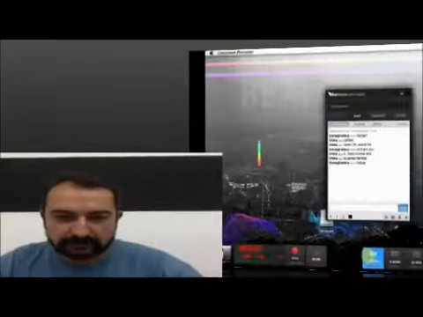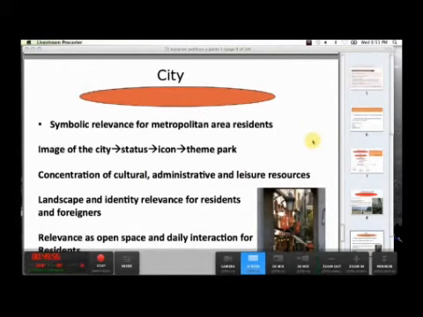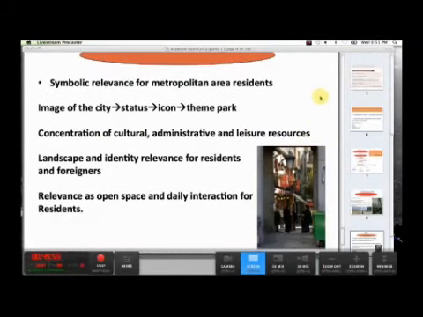In the city centers, there is, of course, a concentration of cultural, administrative, and leisure resources, and public spaces recover or have a landscape and identity relevance, both for residents and for foreigners. And we're talking about foreigners as tourists, but also visitors from metropolitan areas or other parts of the same country, who go to the city center to consume, and they gather around and use the public spaces.